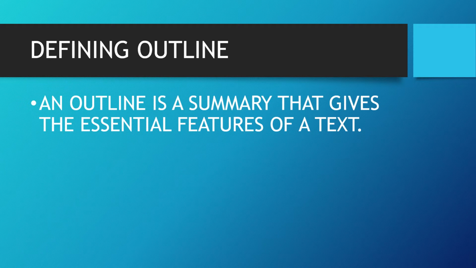Okay, defining outline. An outline is a summary that gives the essential features of a text. It shows how the parts of a text are related to one another as parts that are of equal importance or sections that are subordinate to a main idea.